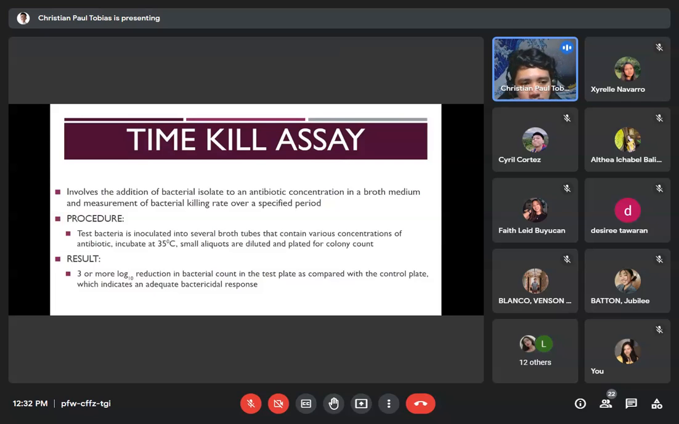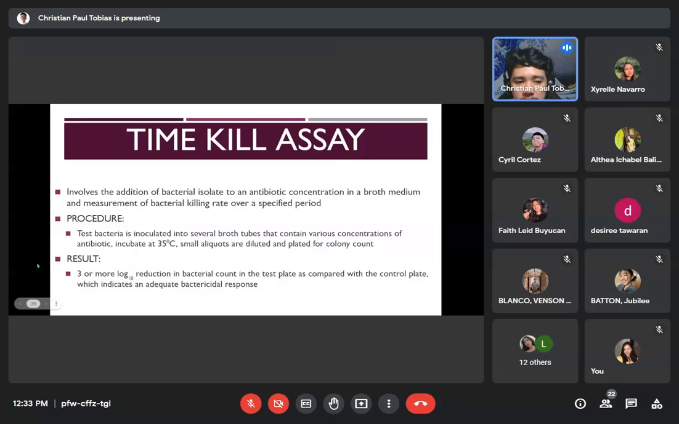Okay, time kill assay. This involves the addition of a bacterial isolate to an antibiotic concentration in a broth medium and measurement of bacterial killing rate over a specified time. So your time kill assay is used to study the activity of an antimicrobial agent against a bacterial strain and can determine the bactericidal or bacteriostatic activity of an agent over time.